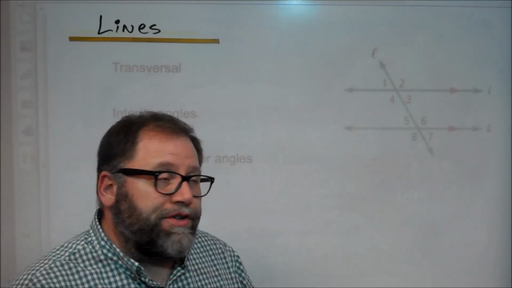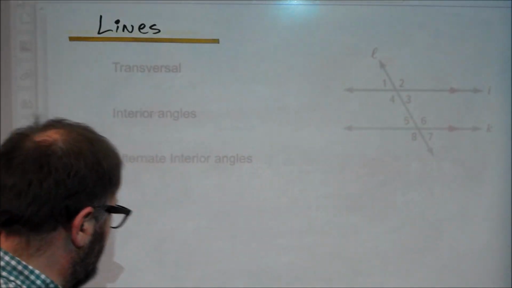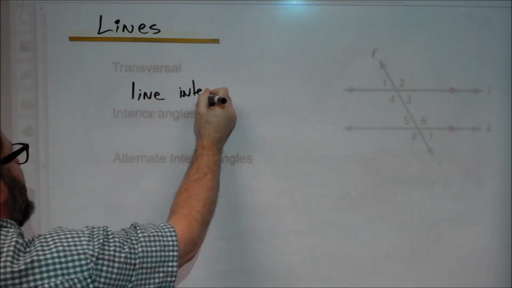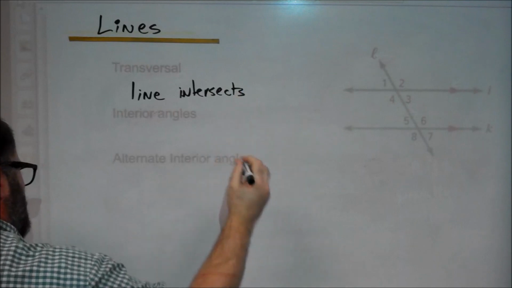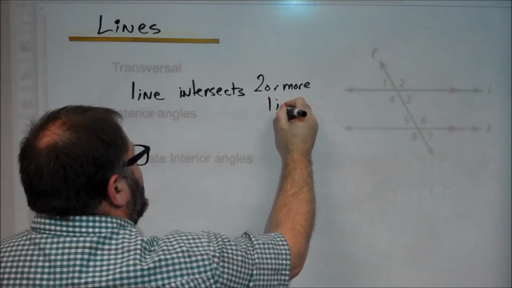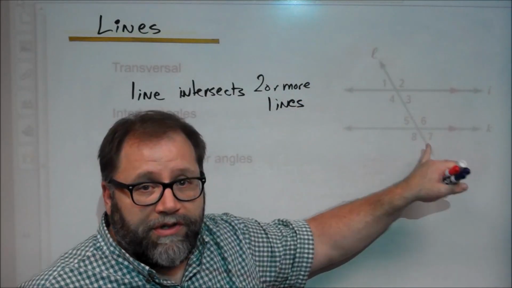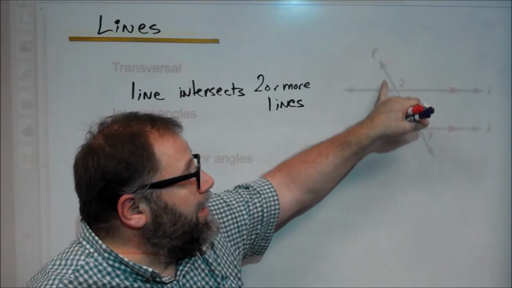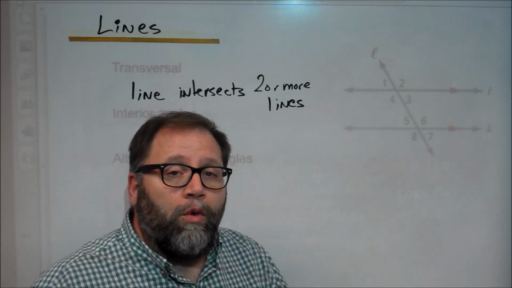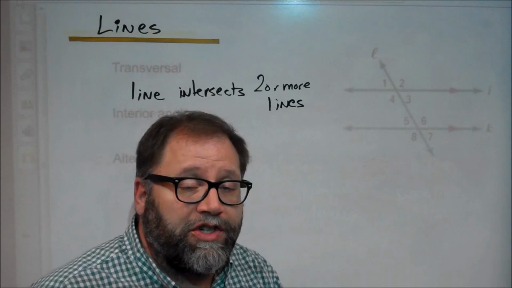Let's start with the transversal. The transversal is the line that's going to cut across those two lines. By definition, it is the line that intersects two or more lines. Now for our purposes, our transversal is going to cut parallel lines. And because of that, all the relationships that we talk about next in terms of the angles will be true.